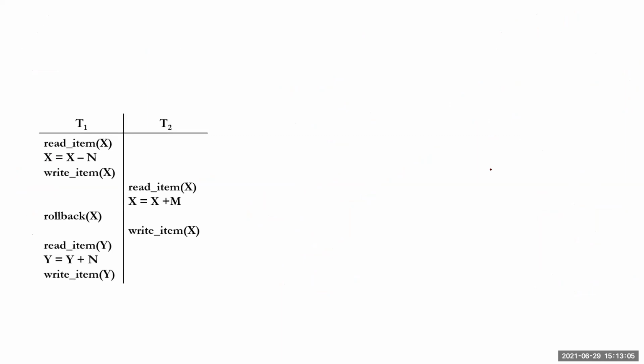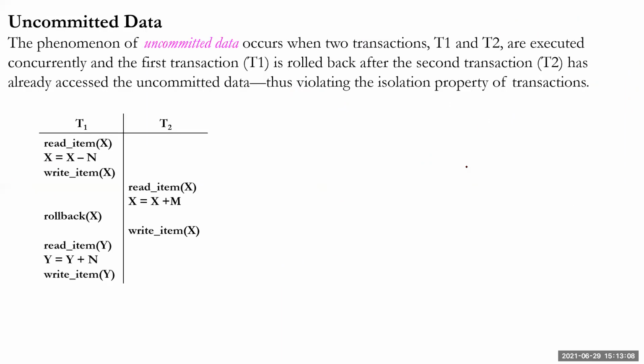Now, the second problem which is available with databases when the transactions are running with interleaving kind of execution is uncommitted data. What does it mean? When transactions T1 and T2 are executing concurrently such that transaction T1 has been rolled back after transaction T2 has accessed the data. Okay, so try to understand this particular scenario here.